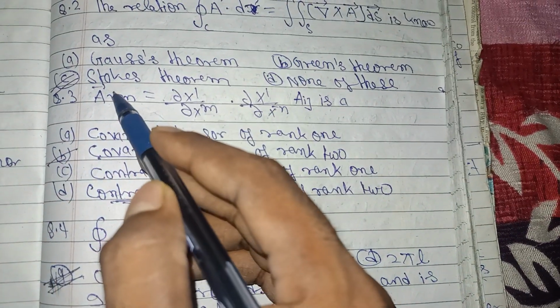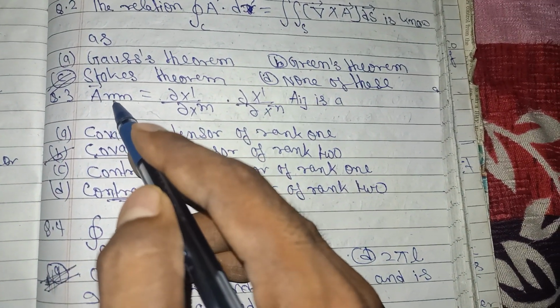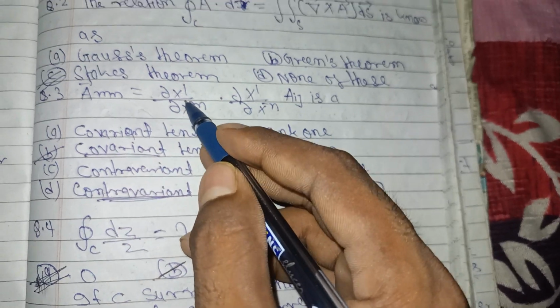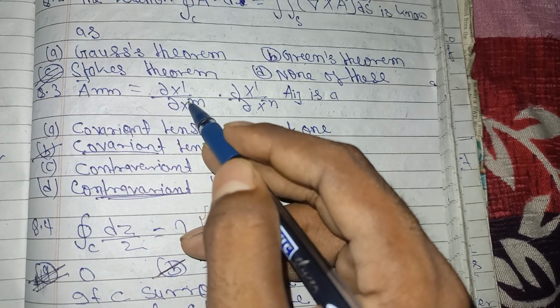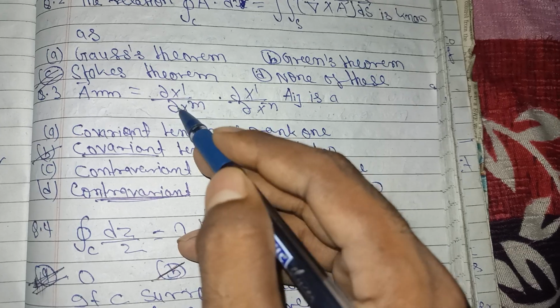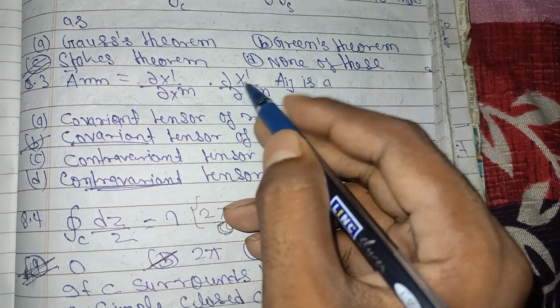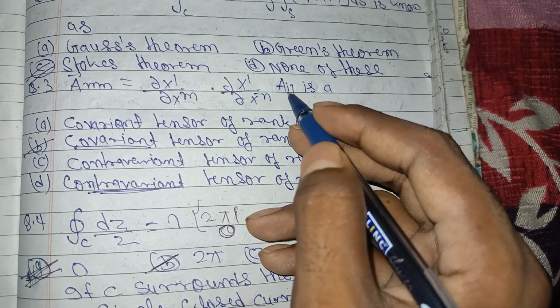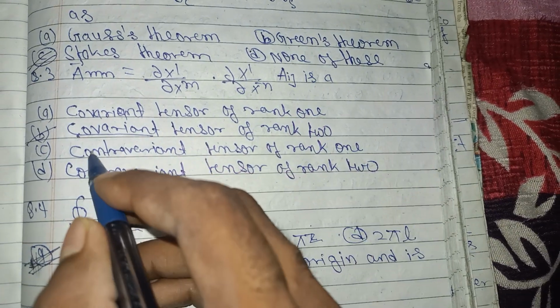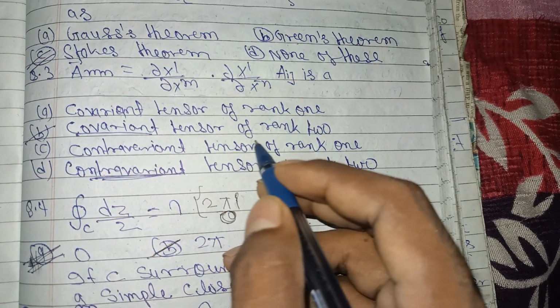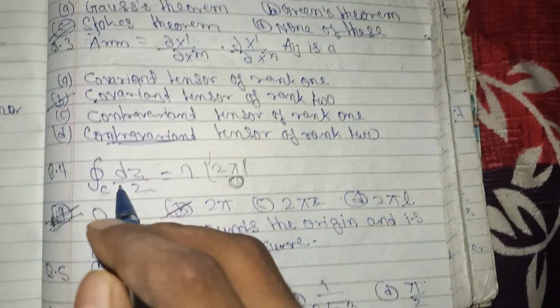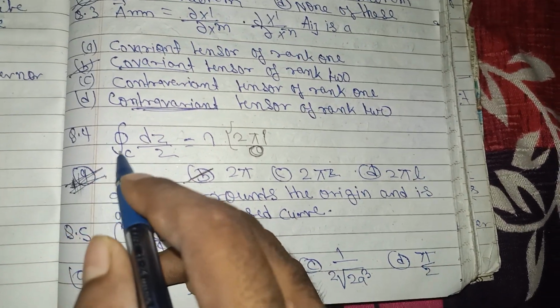And question number 3: A_mn is equal to del x1 by del xm into del x1 by del xn A_ij, which is a covariant tensor of rank 2, and this is 4.